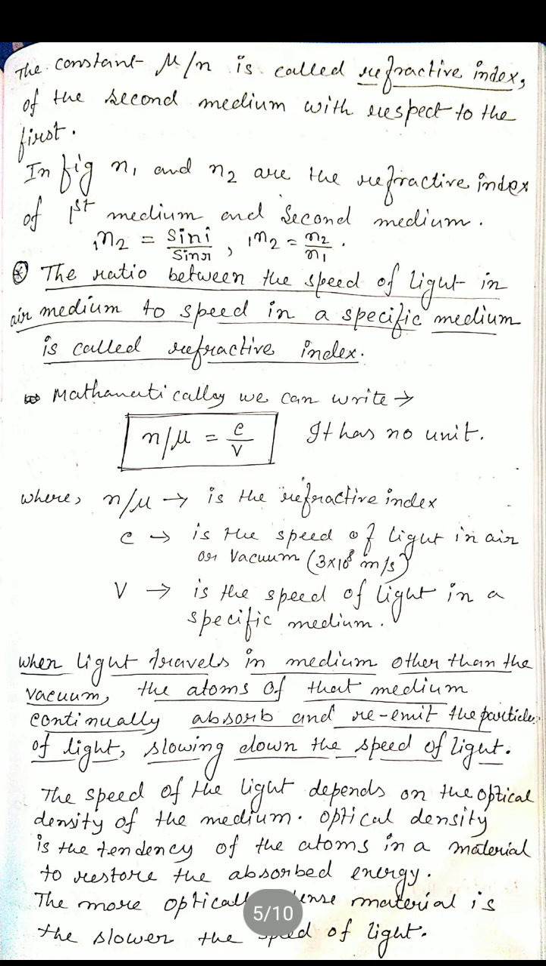This constant mu or n is called the refractive index of the second medium with respect to the first medium. Refractive index tells us how strong the medium is. Is it a strong medium or a weak medium, a denser medium or a rarer medium? We understand that from the refractive index.